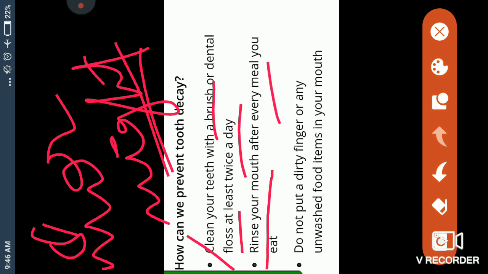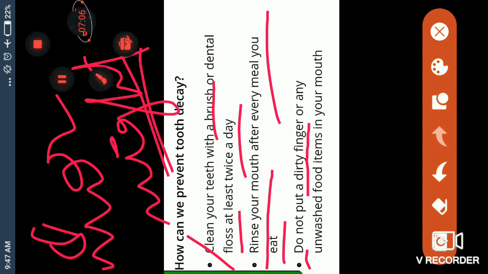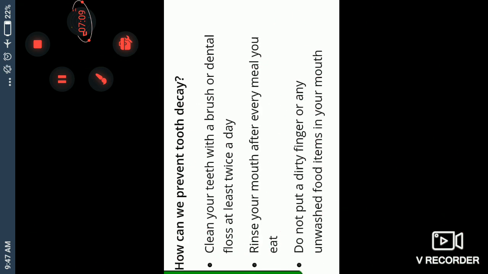Second, rinse, means wash your mouth every time you eat. Whenever you eat anything, just rinse. And lastly, do not put a dirty finger or any unwashed food items in your mouth. Some students and some children have the habit of putting a finger or thumb in their mouth, and they eat whatever they purchase directly. Okay, so avoid these three things. Then you will be able to get nice teeth and take care of your teeth.